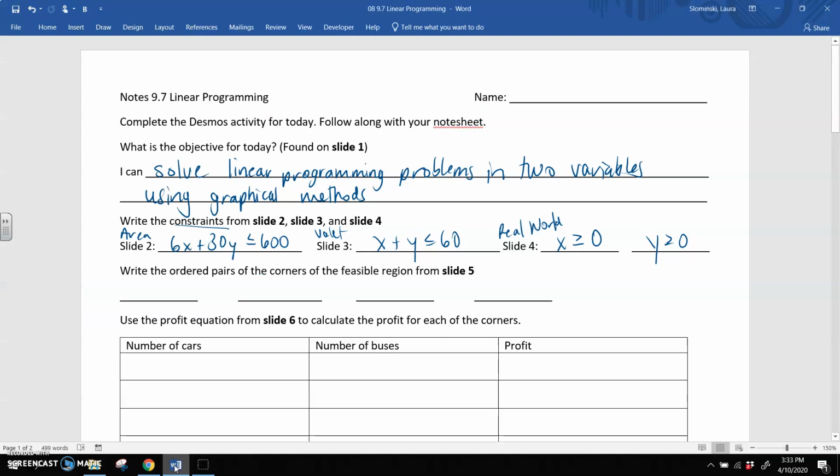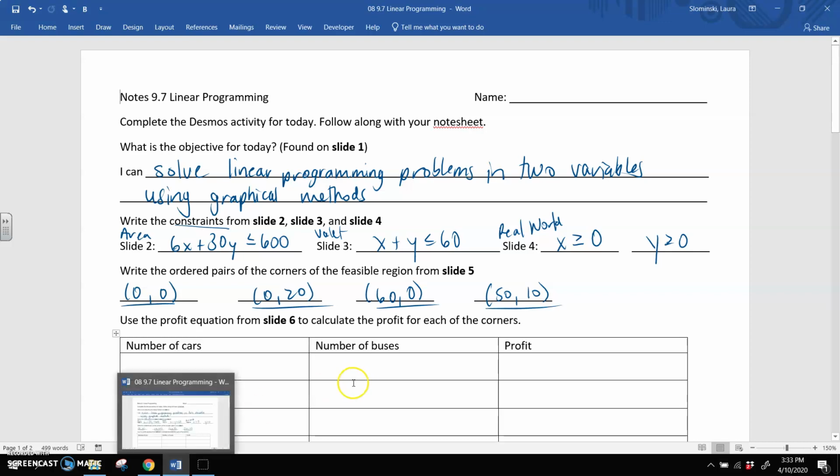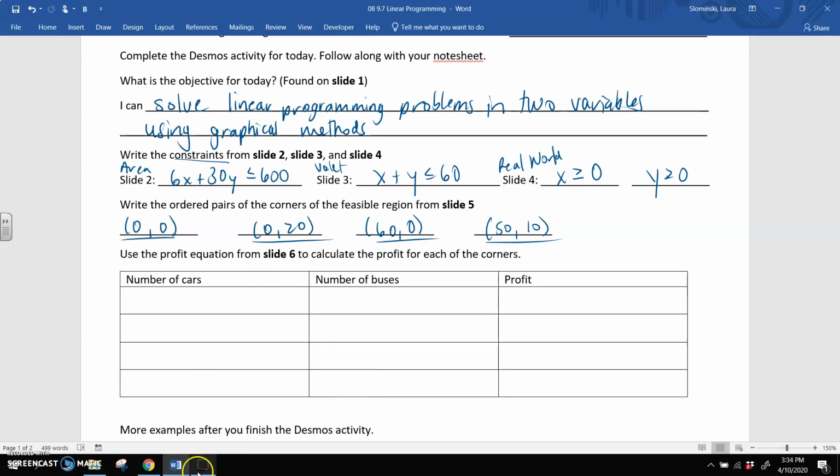So we're going to go back to our note sheet and we're going to write those down. Because remember, the main question we're asking ourselves is how can we maximize our profit, meaning what combination of cars and buses would allow me to make the most money? And the answer is going to be one of those 4 points. So linear programming always allows us to maximize or minimize something, and the numbers we're going to be looking at are those 4 points that you find.